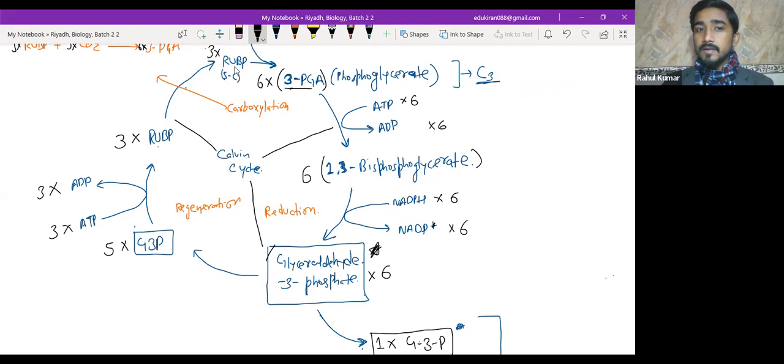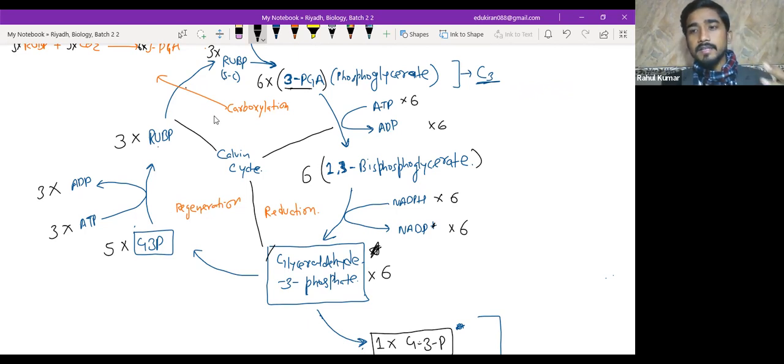So if you balance this equation, every 3 cycles, when 3 cycles are completed, one glyceraldehyde 3-phosphate comes out of this cycle, and the rest of the glyceraldehyde 3-phosphate goes back into the cycle to regenerate RuBP, because this RuBP, ribulose bisphosphate, has to be there so that this cycle can continue, so that over and over again you can accept CO2 and keep fixing CO2. Is it clear?